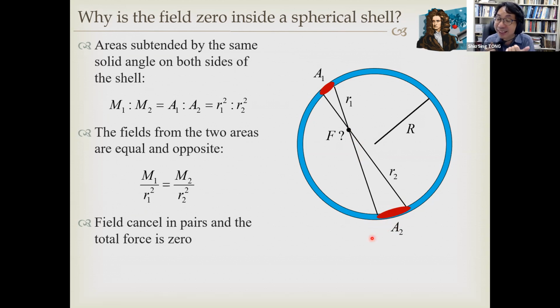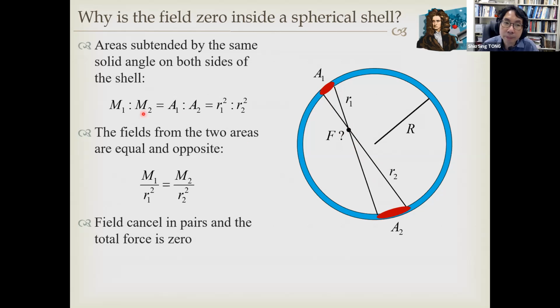Can you imagine this? You have two ice cream cones. Imagine two ice cream cones, but they are very narrow, very small, and they diverge in opposite directions. One ice cream cone intercepts the shell at area A1, and the other, in the opposite direction, intercepts the shell at area A2. And the distances between this point and these two areas are R1 and R2 respectively.